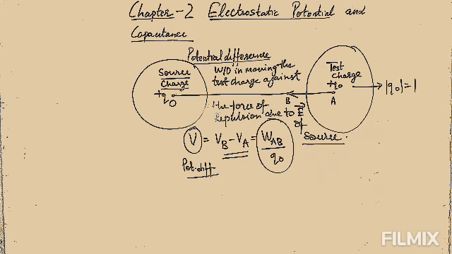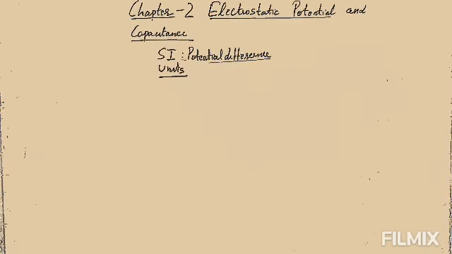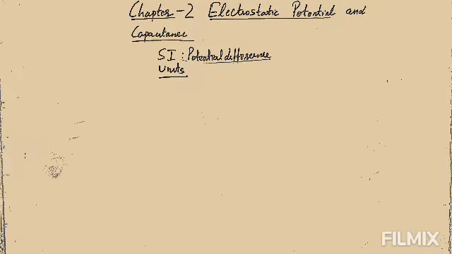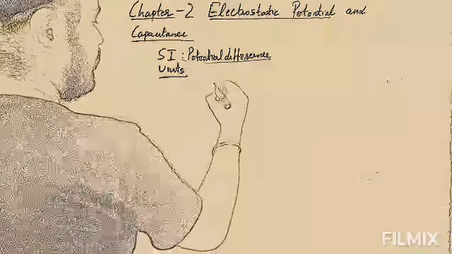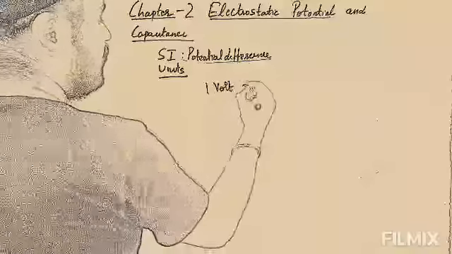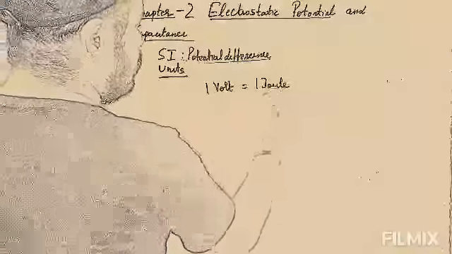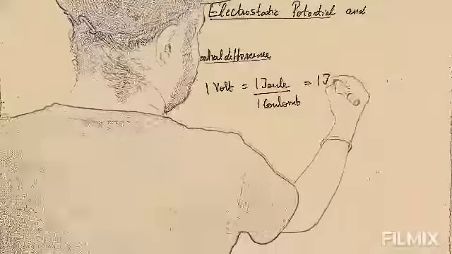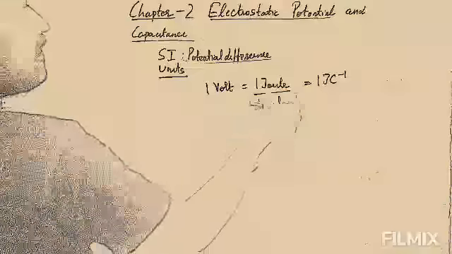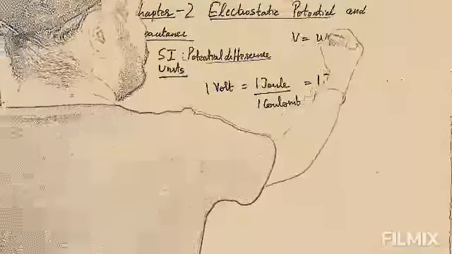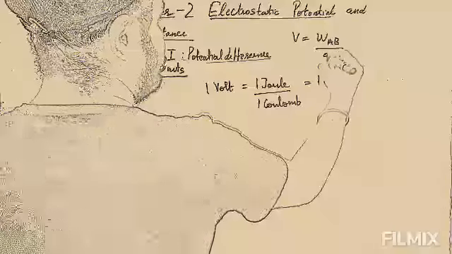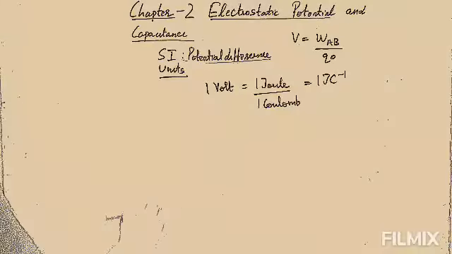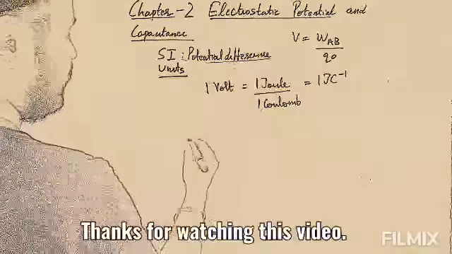Now we will be doing the SI units of potential difference. Now we will be stating first the SI unit of potential difference, that is volt. 1 volt is equal to 1 joule upon 1 coulomb, or you can say 1 joule per coulomb. It is from this formula only that potential difference is equal to work done upon the test charge.